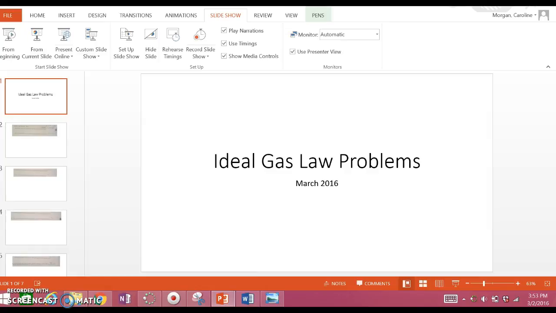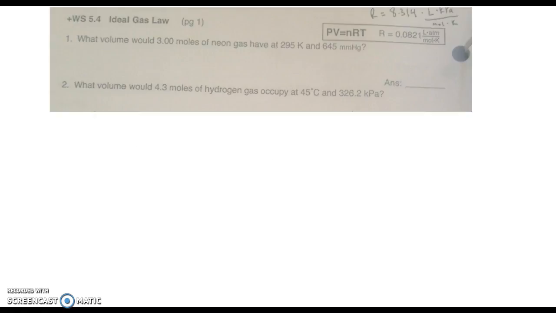All right, we will work on some ideal gas law problems. The first one, and notice we have two different R values depending on the units that we're using. We may need to convert some units.